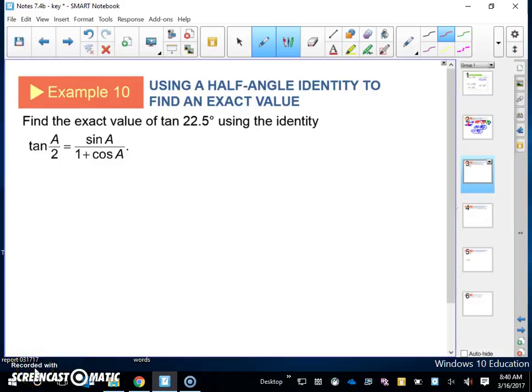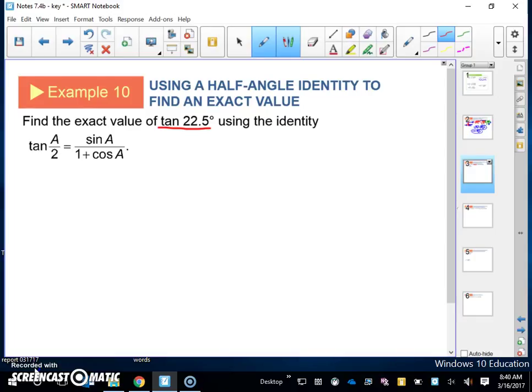Example 10, we're finding the exact value of tangent 22.5. Okay, 22.5 is kind of a weird number. You should notice that, you should pay attention to that. But you should also notice that, oh yeah, that's half of 45. I know 22.5 is weird, but it's half of 45, and so that's why we're using a half angle identity.